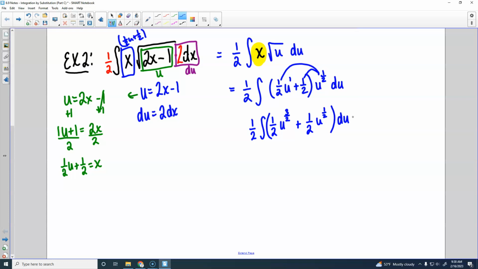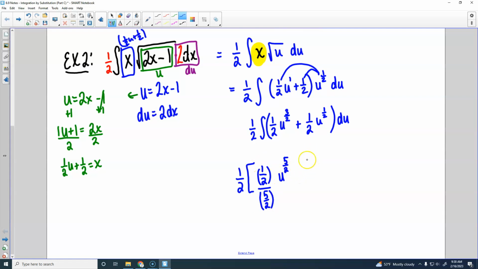It does make for a little bit more complicated integral whenever we get to our u's, but this is something we can do. We know the power rule, so we can do this. We're just going to leave this 1/2 out front, and then we're going to do u to the 5/2, and we're going to divide our coefficient by 5/2.